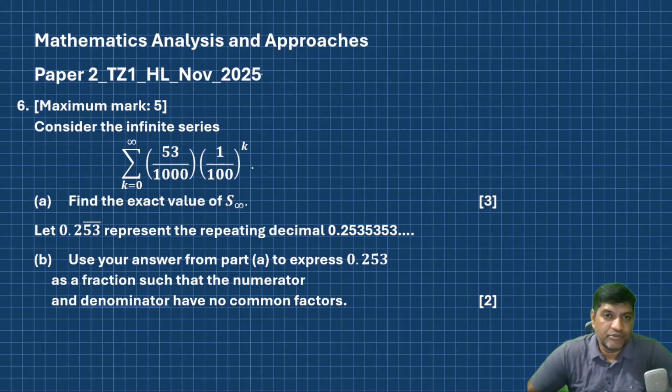Mathematics, Analysis and Approaches, Paper 2, Timezone 1, HL, November 2025. This is question number 6, and this is of 5 marks.